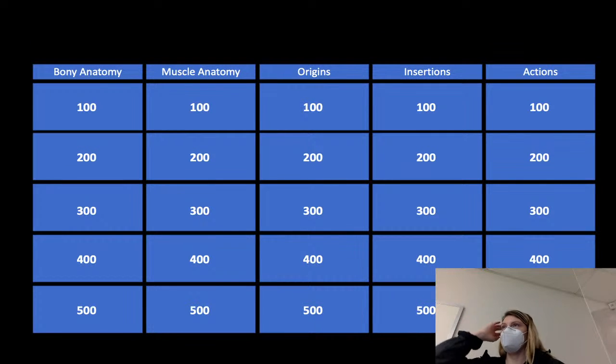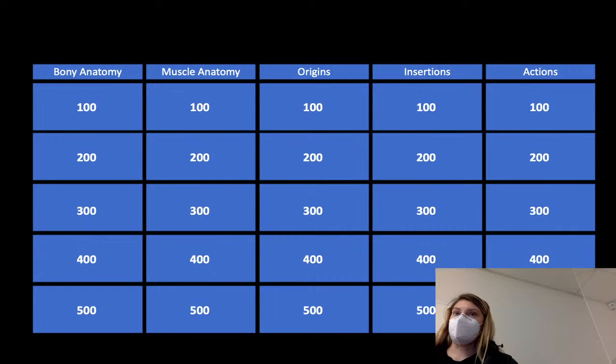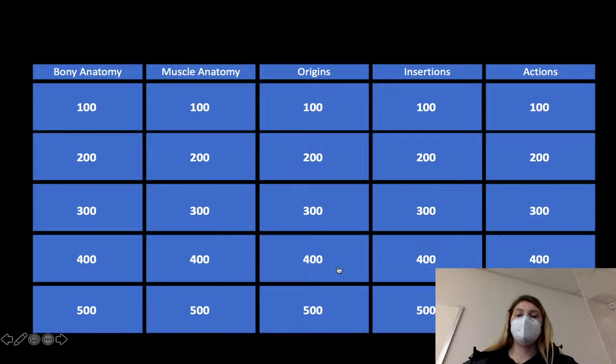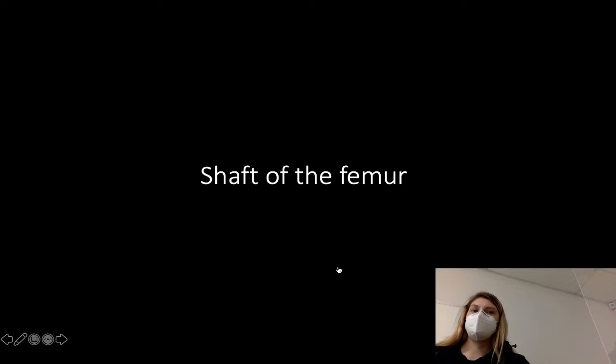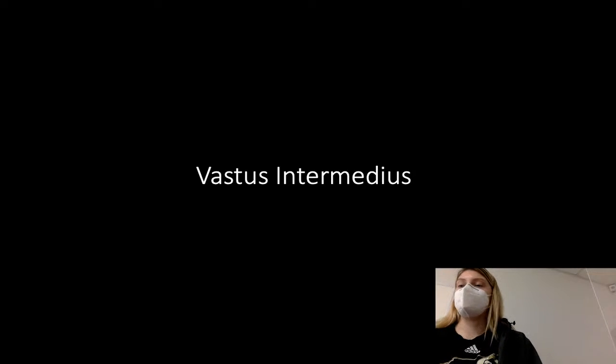Okay. You know what you want next? You want me to tell you which ones you have left? Yeah. You have 4, 5 in origins, 2, 4, 5 insertions, 1 through 3 actions. 400 origins. You said 400, right? Shaft of the femur. Vastus intermedius. Yes. That one everyone almost got. Vastus intermedius.